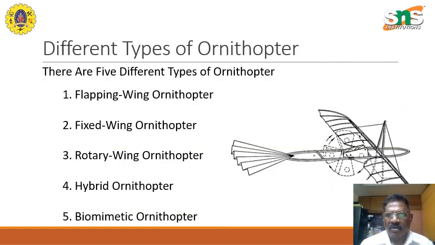There are different types of ornithopter: the flapping wing ornithopter, fixed wing ornithopter, rotary wing ornithopter, hybrid ornithopter, and the biomimetic ornithopter.